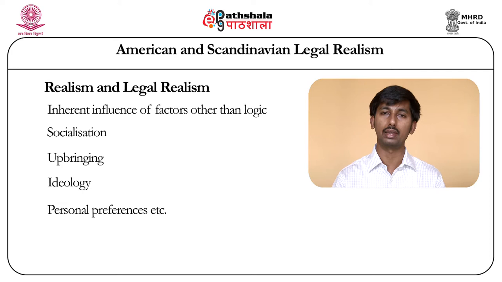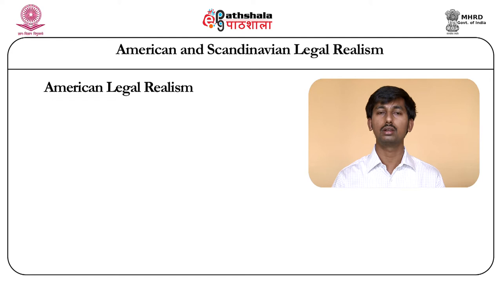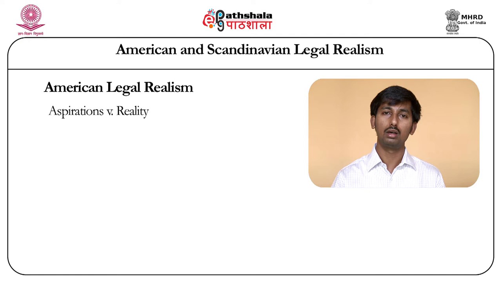So basically, when you look at American legal realism in this context, it is a conflict between aspiration and reality. By aspiration I mean what law is according to formalists, and reality is that at the ground level, the law is not to be seen as what is taught in the textbooks or in the legal documents. That is the difference between aspiration and reality.